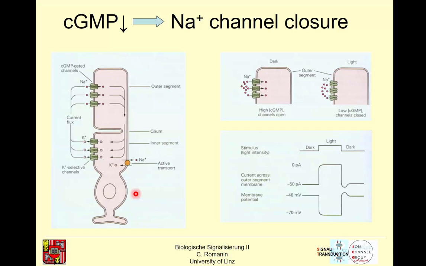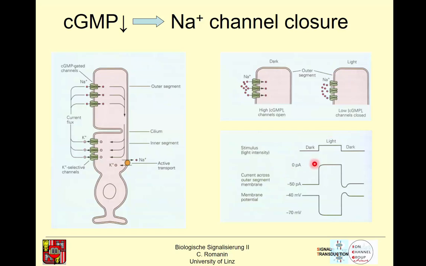So let's have a second look here at what happens when the cyclic GMP concentration decreases. Due to the activation of the phosphodiesterase, that is what we've heard at the beginning, the sodium channels close. So the sodium influx is missing. We have a lack of positive charge entering the cell, and this leads in turn to a hyperpolarization of the photoreceptor cells. And this is somehow linked.